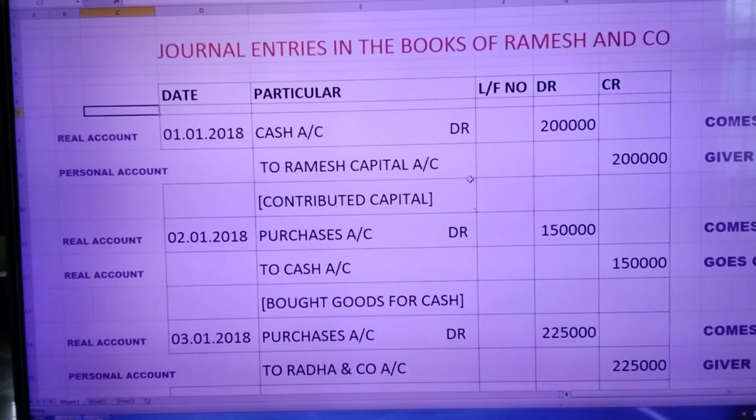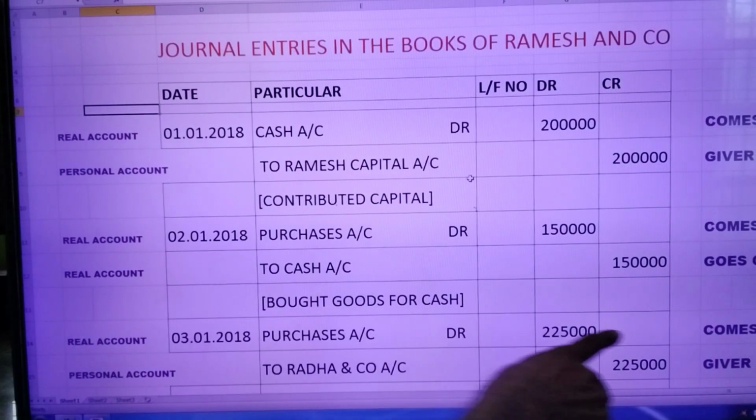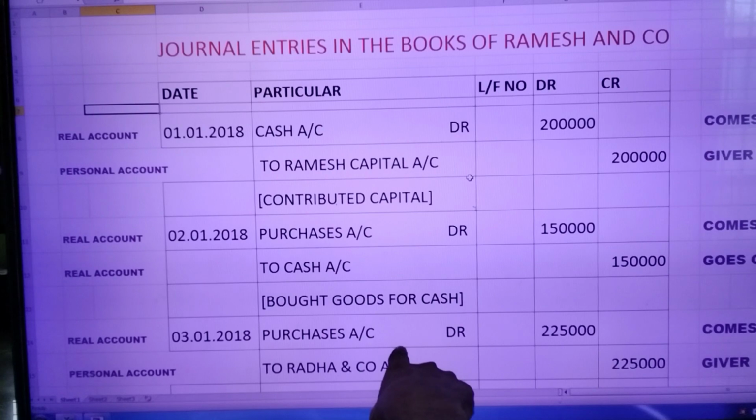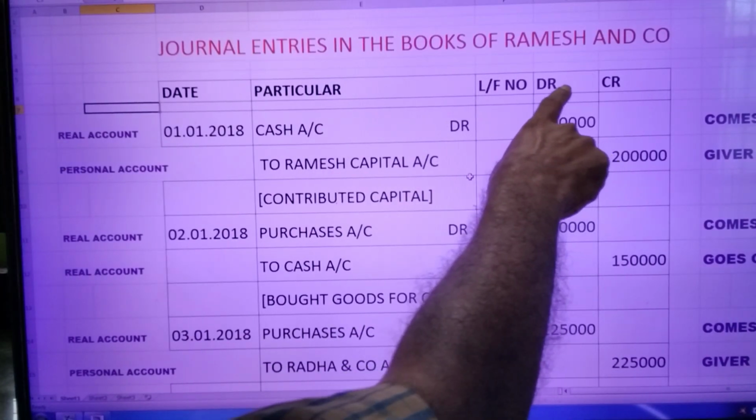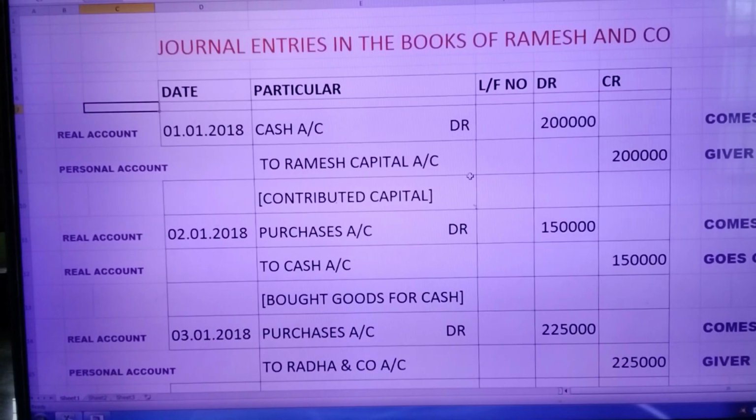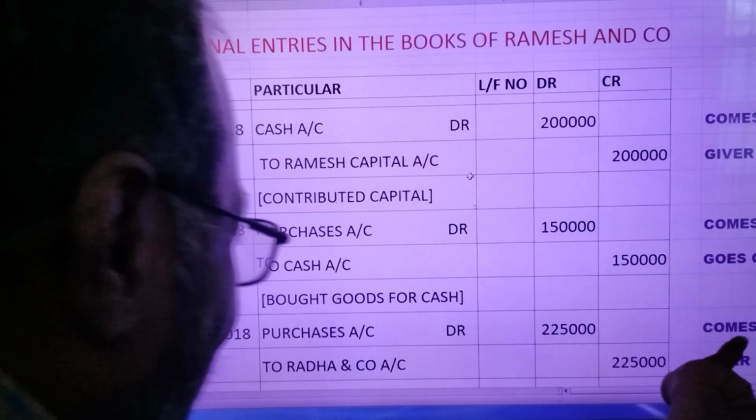Since purchases come as things, that's why the purchase account is debited. Why is it debited? What is the real account rule telling? This side is confirmed as a real account, that's why we are writing real account. Whether goods come in or go out, from the Ramesh and Co point of view you have to think. It is coming in for Ramesh and Co. That's why "comes in" is written.